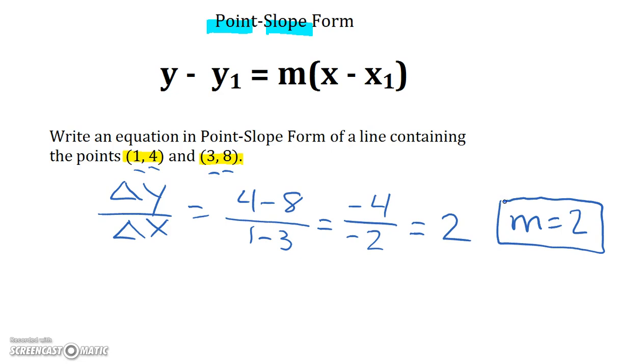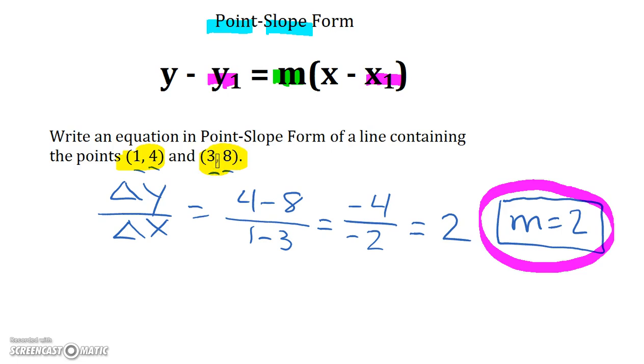Now we have all that we need. Because again, to write point-slope form, we need the slope, which will be in for m, and a point, which will go in for x1 and y1. We have our slope, and the problem gives us 2 points. We can pick either one. Either one will be correct to use. I'm just going to use 1, 4. Now let's write our equation using this information.